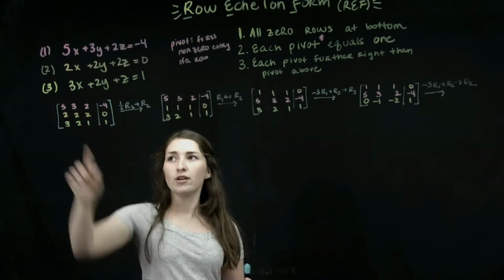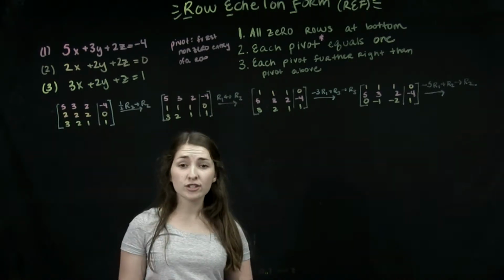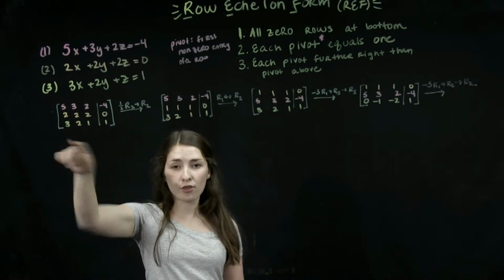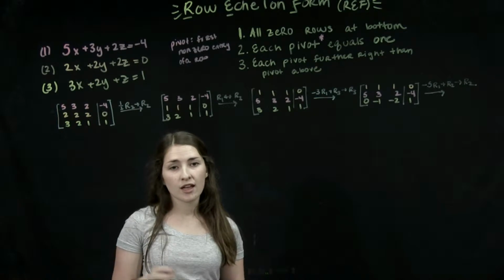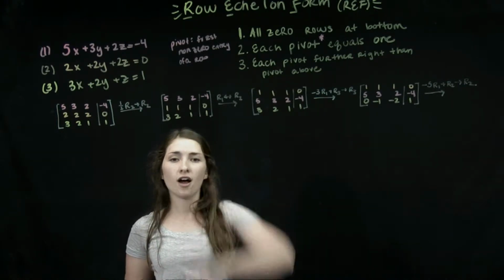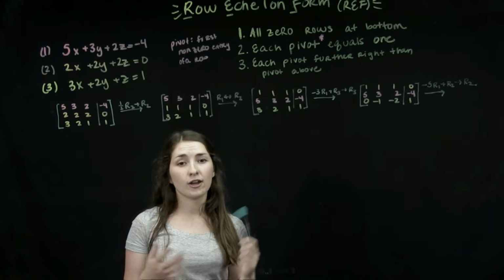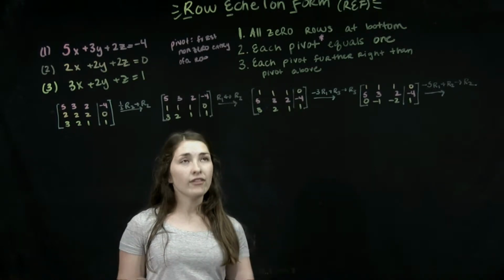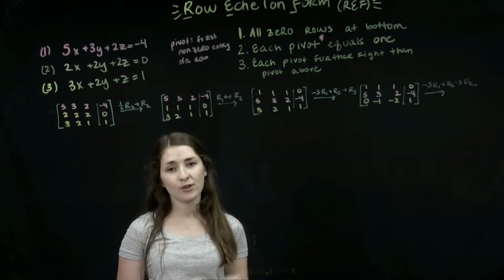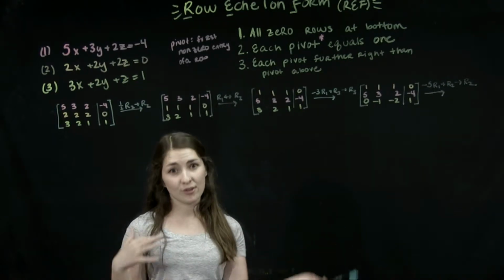For example, this is our pivot value of the first row, which is 5, 2 for the second row, and 3 for the third row. We want each of those to be equal to 1. Luckily here we see our pivot is equal to 1 in our first row. And then for our third condition, we want each pivot to be further to the right than the pivot in the row above.